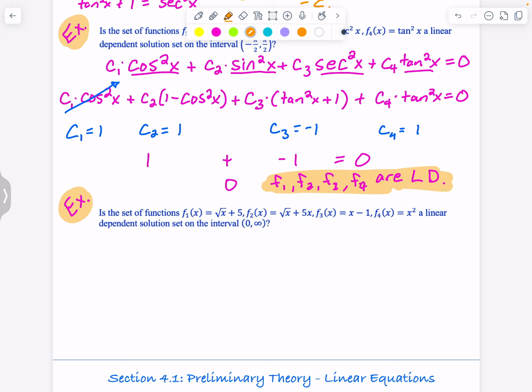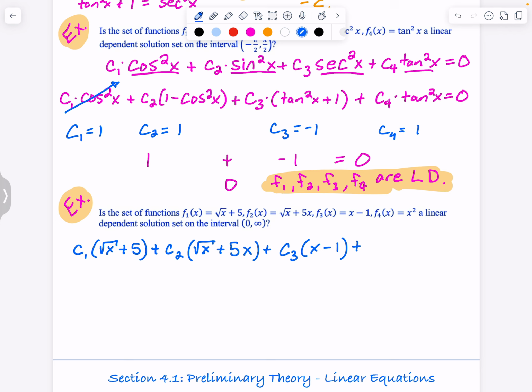So they want to know, are F1 through F4 linearly dependent? So I'm going to set up my equation. C1 times x, plus C2 times square root of x plus 5, plus C3 times x minus 1, plus C4 times x squared. And we're wondering, can we find C's to make that 0? Well, okay.